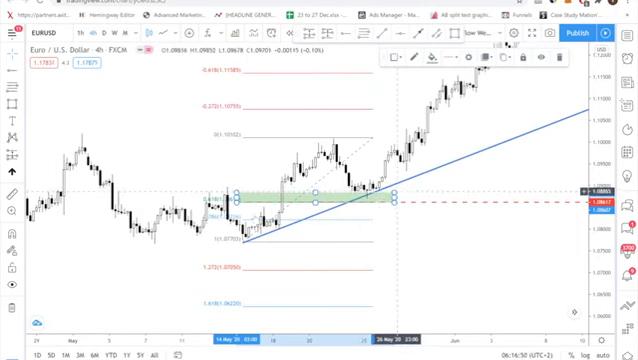And in fact, if you look left, you can see that there's market structure over here. You can see that there's a high here. That was previous resistance that you would expect to act as support.